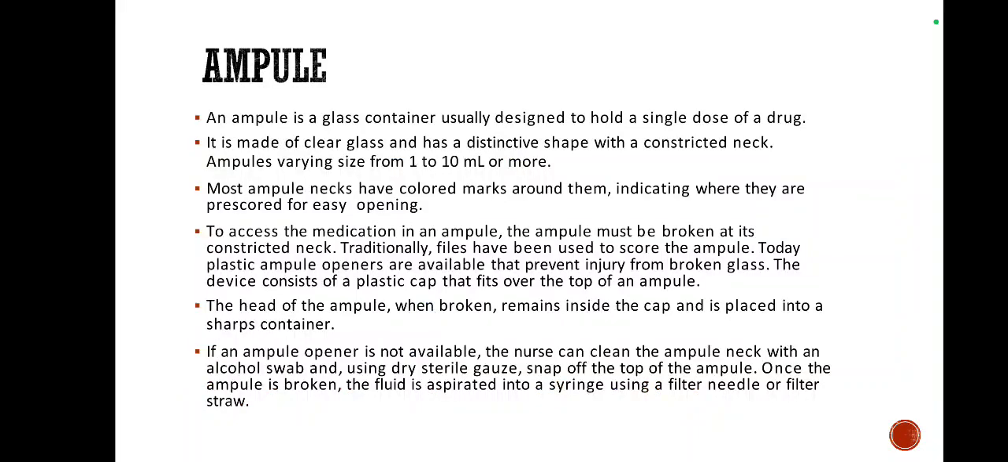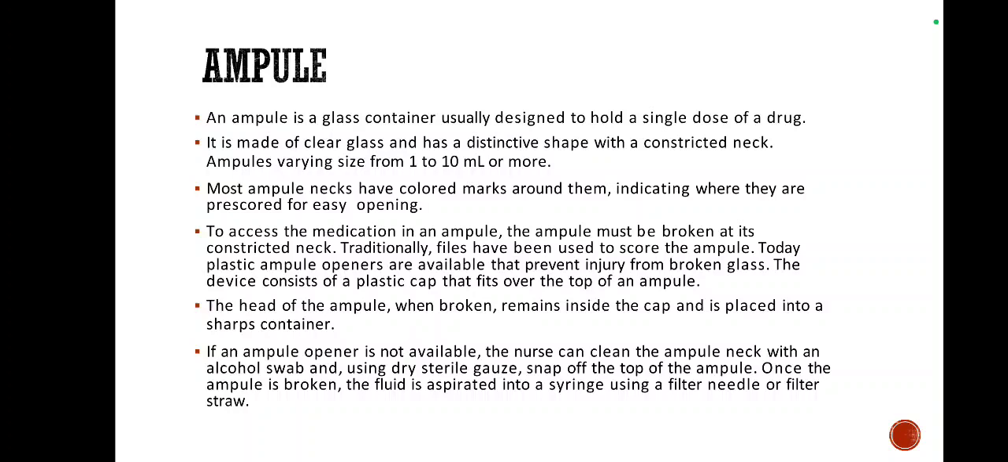So we have the ampule. An ampule is a glass container usually designed to hold a single dose of a drug. So usually ampules must be used at least once. It is made of clear glass and has a distinctive shape with a constricted neck. This may vary from 1 to 10 ml or more. Most ampule necks have colored marks around them indicating where they are pre-scored for easy opening.